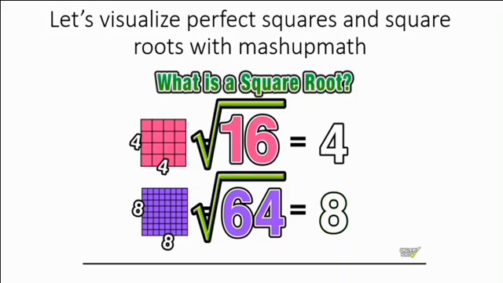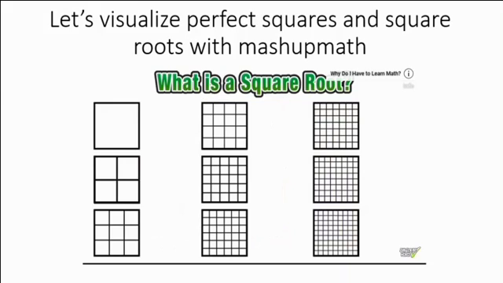So the most important thing to take away from this lesson is that relationship between a perfect square and its square root. So now we're going to go ahead and visually explore some of the most common perfect squares and their relationship to their square root.